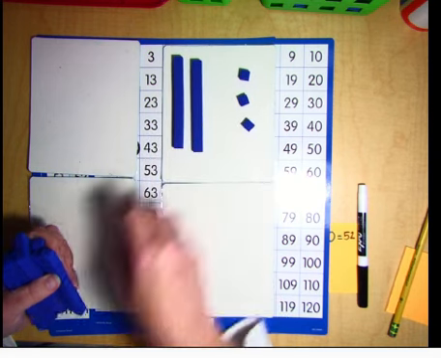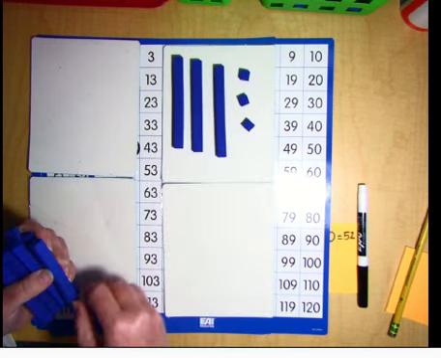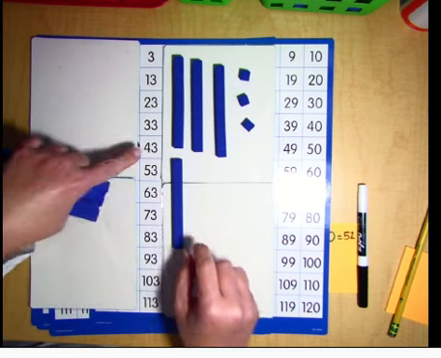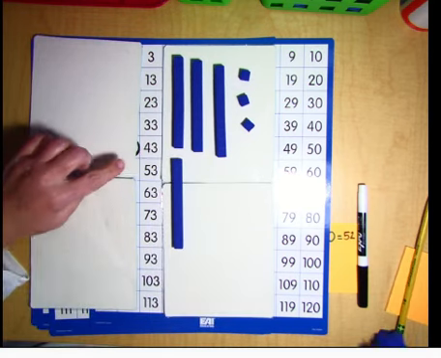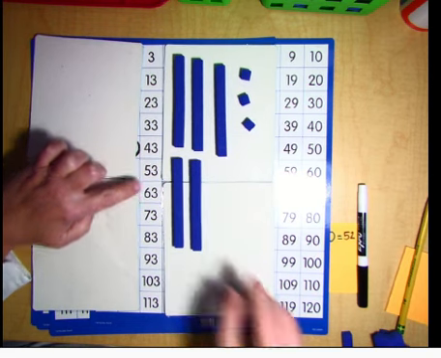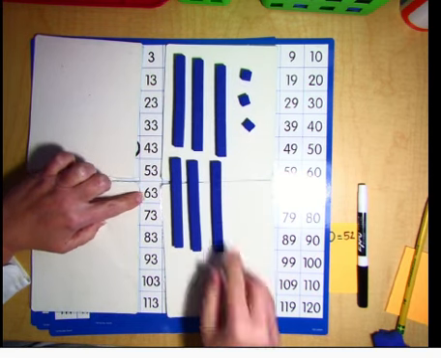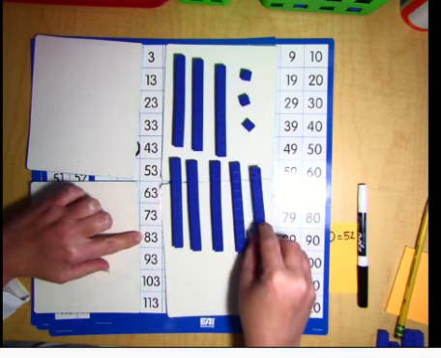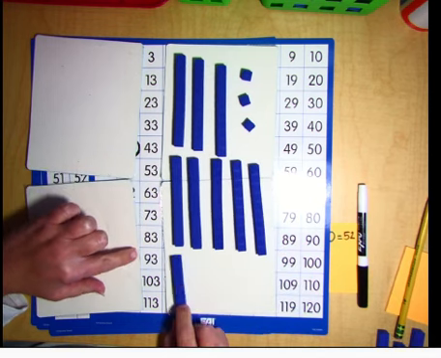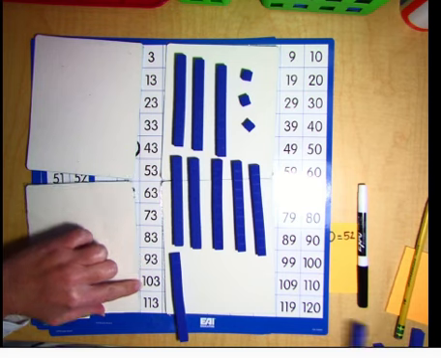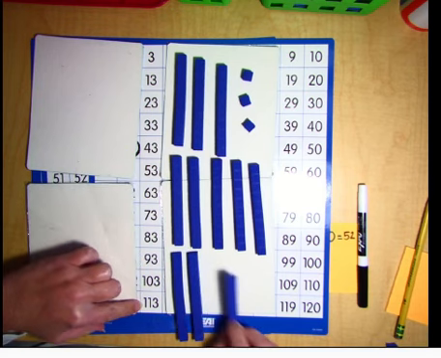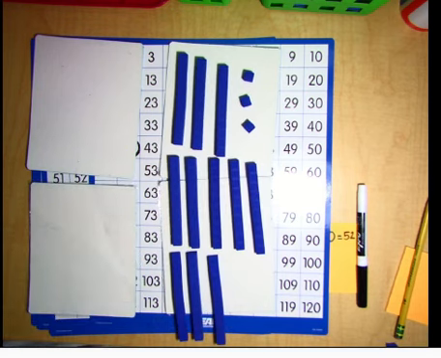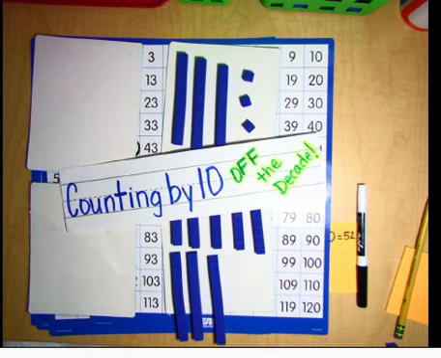So 13, 23, 33, 43. See right here. And then we have 53, 63, 73, 83, 93, 103, 113. And so that is how you count by tens off the decade.